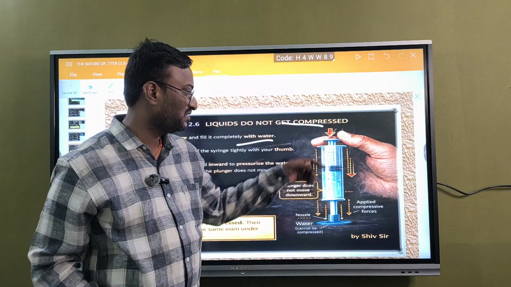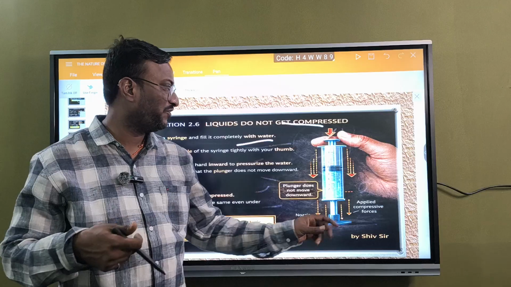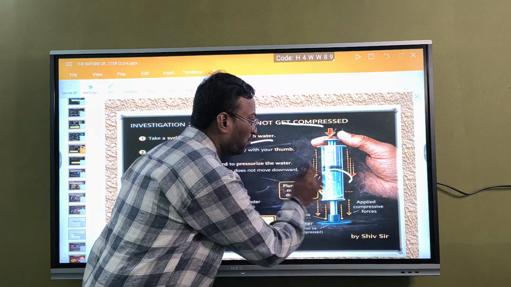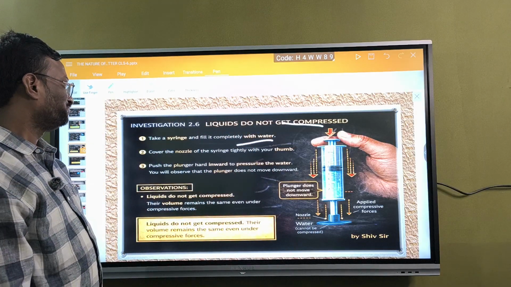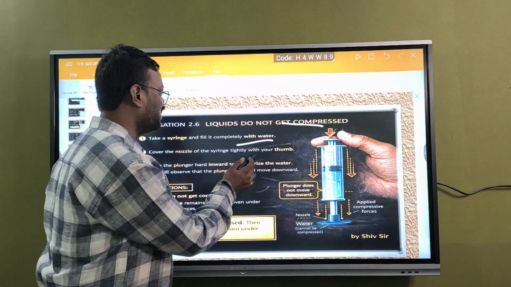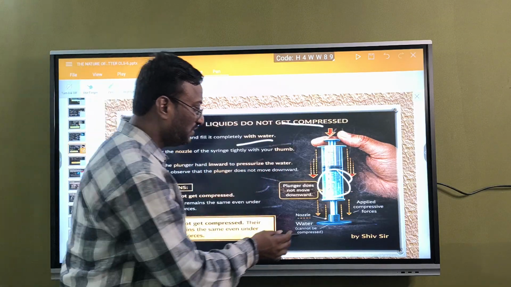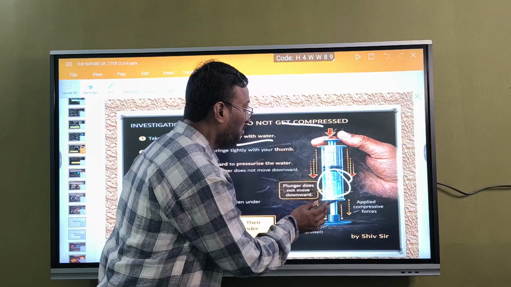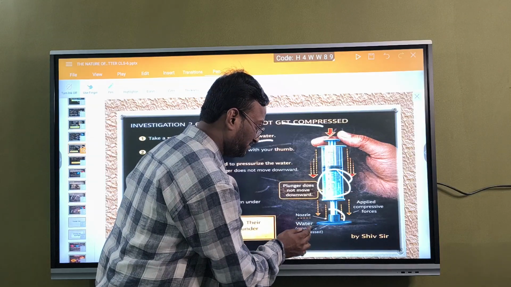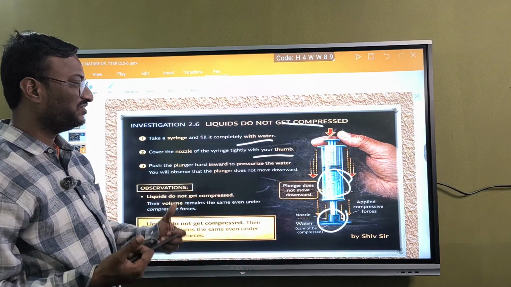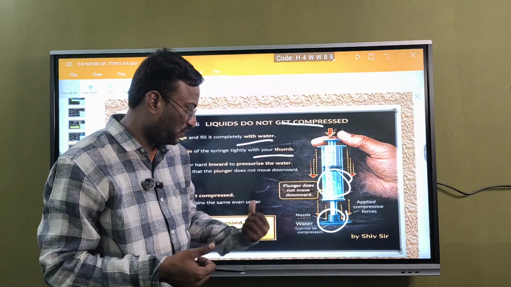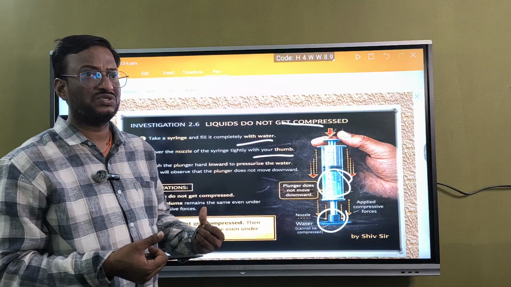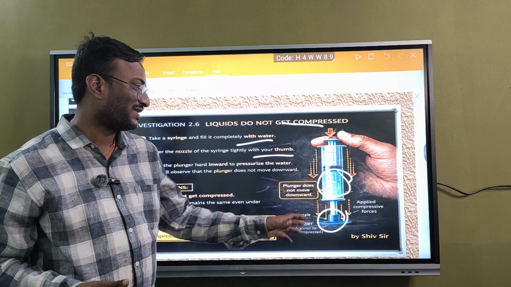First you take a syringe, stretch it, and fill it completely with water. We have filled it. Cover the nozzle of the syringe tightly with a thumb. This is the nozzle, okay. You cover it tightly with the thumb, or you close it with something like a rubber stopper.